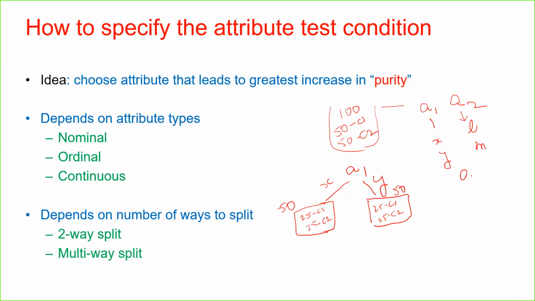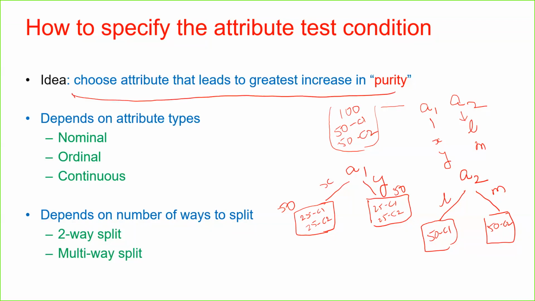If I split it based on attribute 2, which takes two values L and M, then 50 instances come here, all of them class 1, and 50 instances come here, all of them class 2. Now tell me, which attribute leads to the greatest increase in purity, A1 or A2? A2 does. Whichever attribute leads to the greatest increase in purity when you split, you choose that attribute.